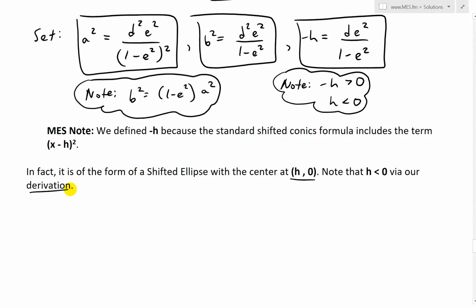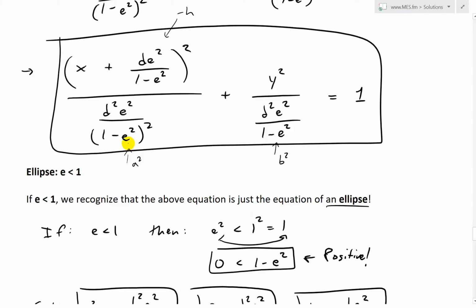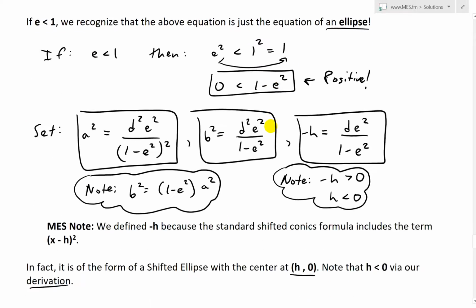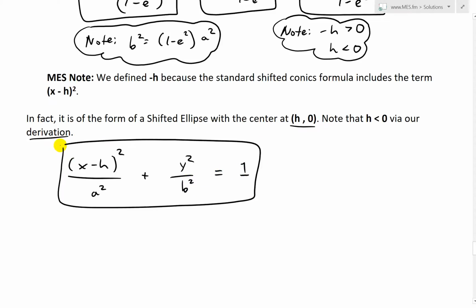So when you have this x minus h, this is how it's going to look. The top part's going to be negative h. This is going to be a squared, this b squared. So all we get is x minus h squared over a squared plus y squared over b squared equals 1. And yes, this is just an ellipse, a shifted ellipse in Cartesian coordinates.